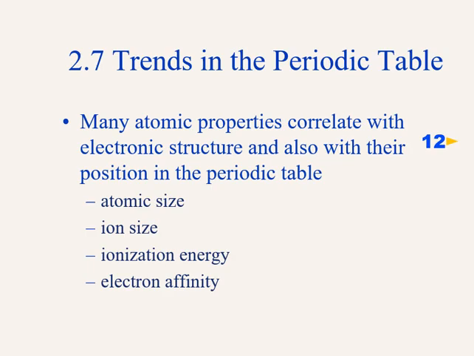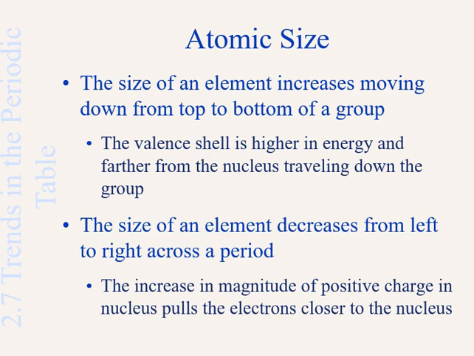But then there are trends in the periodic table. Trends like what is the direction in terms of the size? Is it increasing or decreasing, going one way or another? There are four trends to be exact: the atomic size, the ion size, the ionization energy, and the electron affinity. We will look at all four of them in this video.